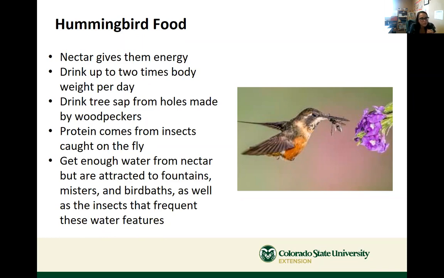They usually get enough water from nectar, but they are attracted to bird baths and fountains and misters and things like that, just to cool down and take a little bath. And also there tends to be insects around standing water, so they'll be able to catch some insects there as well.